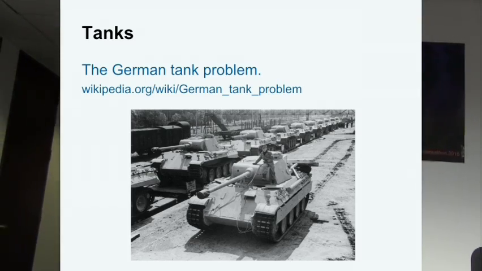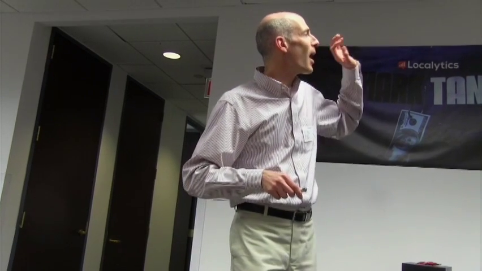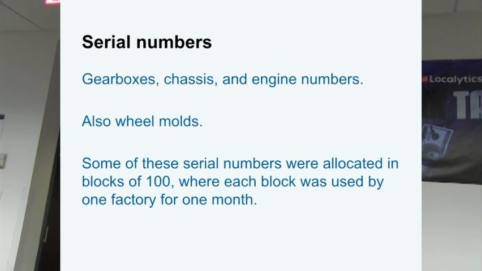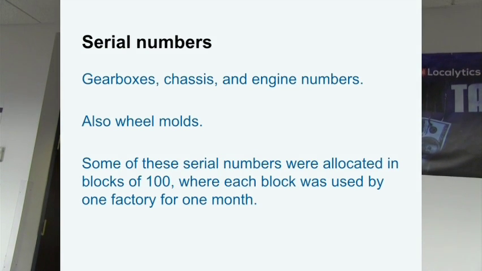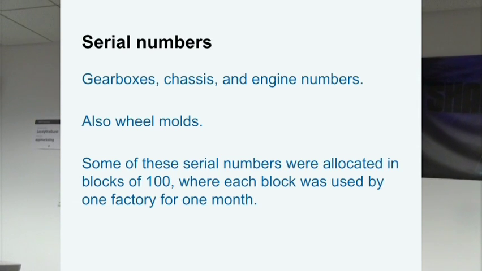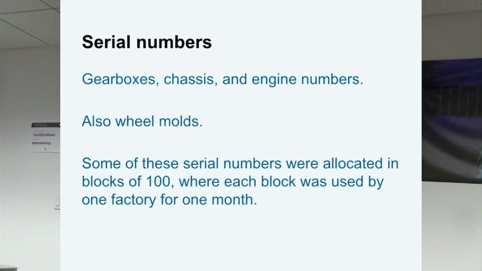The general idea is during World War II, when the Allies captured a German tank, they would take it apart and record the serial numbers that were on all the parts. The chassis, gearbox, and engine numbers were uniquely given serial numbers, and the wheels were not uniquely numbered, but the molds were. So you knew which mold each wheel came off.